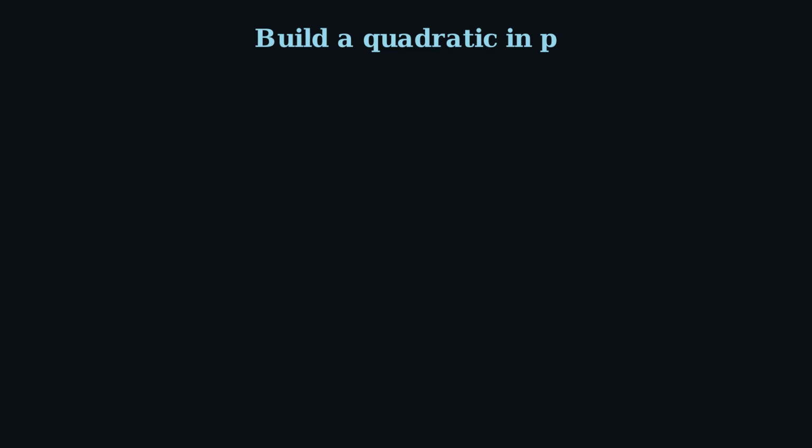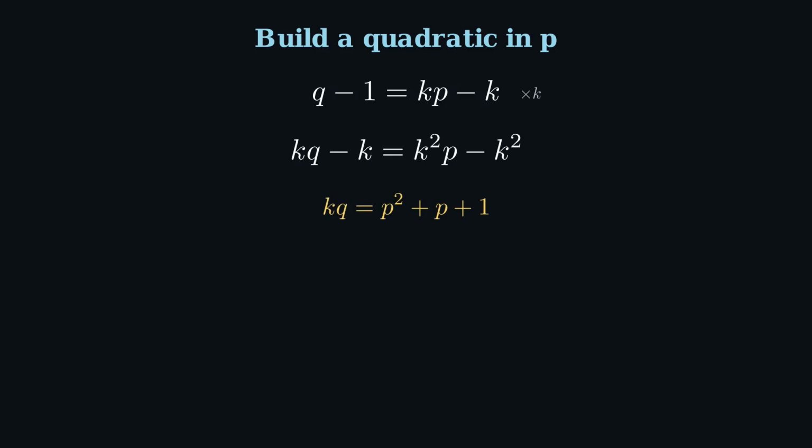So now what we're going to do is multiply everything by k, just so we could do a nice substitution again. So we have kq minus k equals k squared p minus k squared. And now we have this kq term again, which we know is equal to p squared plus p minus 1. So we just put that right back in. So now we have p squared plus p plus 1 minus k equals k squared p minus k squared.